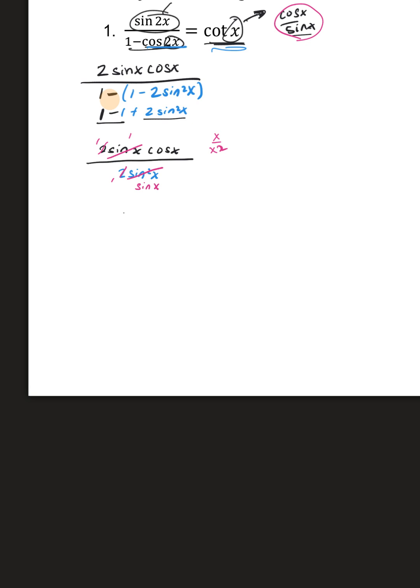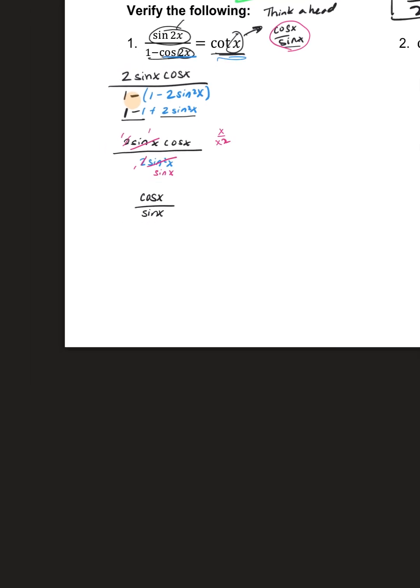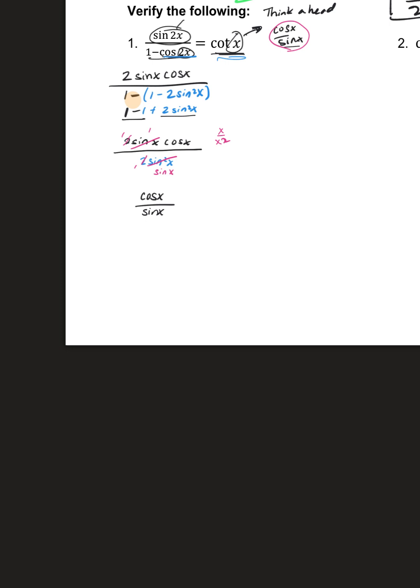We're left with a cosine x over a sine x. And lo and behold, that's cotangent, and that's what we wanted. Now you have to take the next step. You have to tell me that cosine x over sine x is cotangent x, and that does equal that cotangent x over here on the left, on the right, and it's equal.